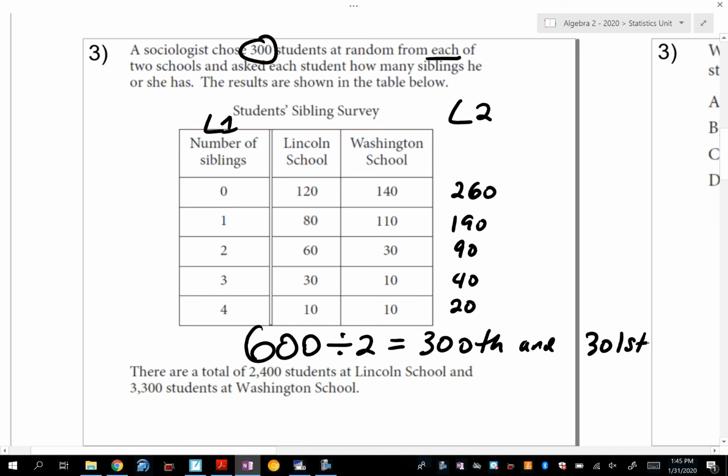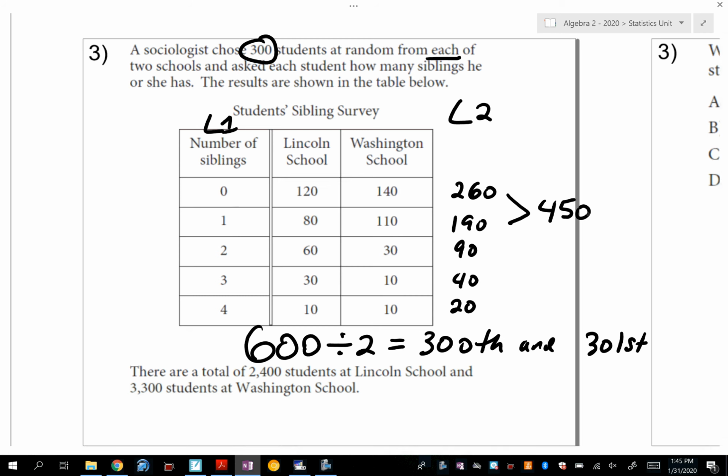And if you look here, the first 260 numbers are zeros. The next 190 numbers are ones. And what do you notice when you add those two together? You get 450, which passes what number?